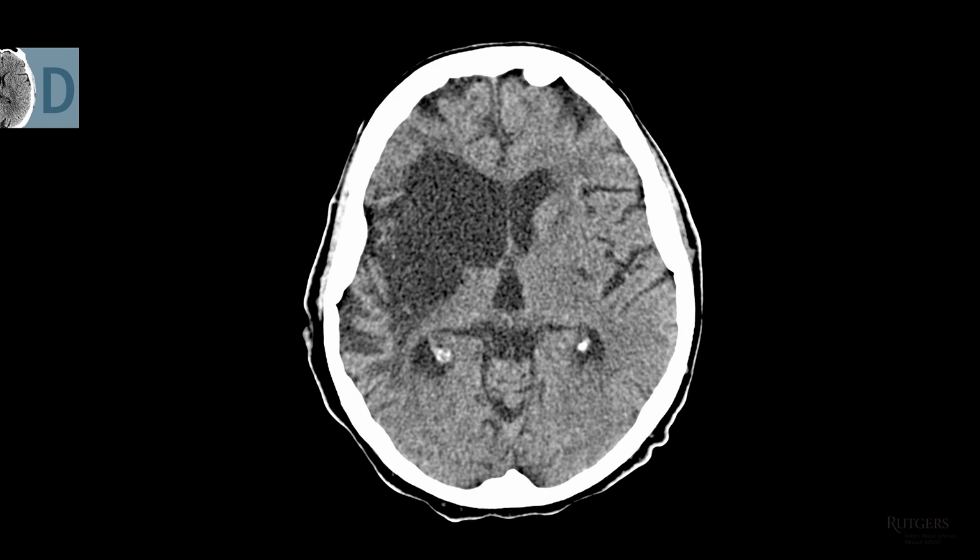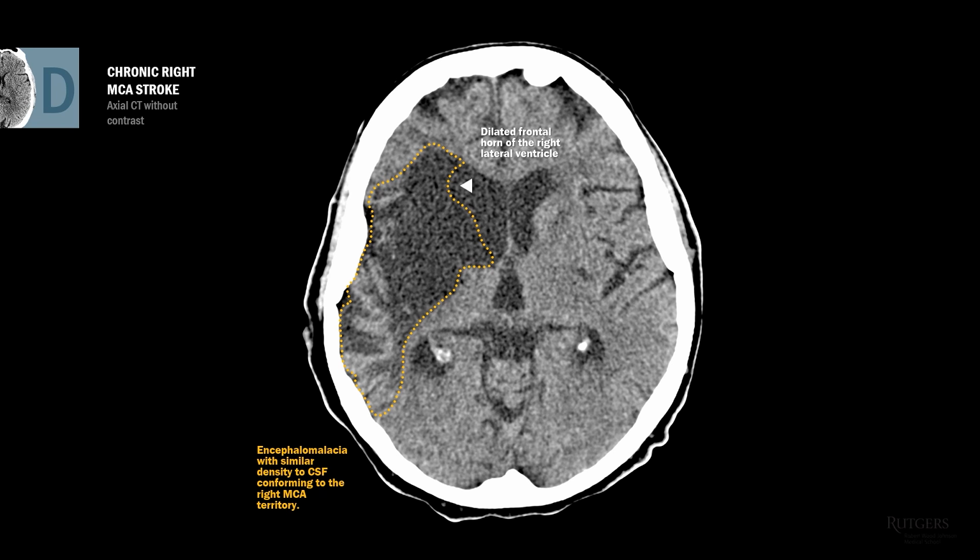First up, chronic damage. This hypodensity is very well defined, wedge-shaped, same density as the CSF, and conforms to a vascular territory. The brain on the patient's right side looks shrunken, and the frontal horn of the lateral ventricle is expanded as a result. The proper name for this loss of brain tissue is encephalomalacia. So you probably guessed by now that this is an example of a chronic right MCA stroke.